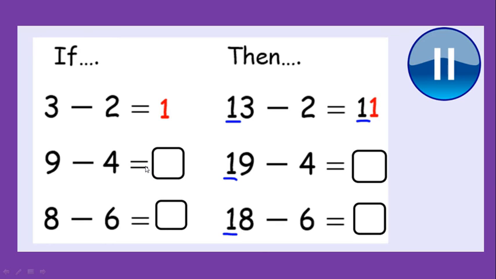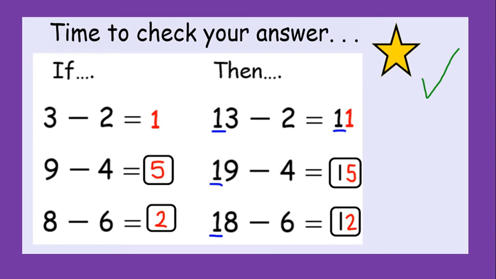So use your number line or your tens frames or your counting objects or whatever you wish to work out the answers. So we've got 9 take away 4 equals what? 19 take away 4 equals what? And then we've got 8 take away 6 equals what? 18 take away 6 equals what? So pause the video, work it out, and we will check the answer on the next slide.